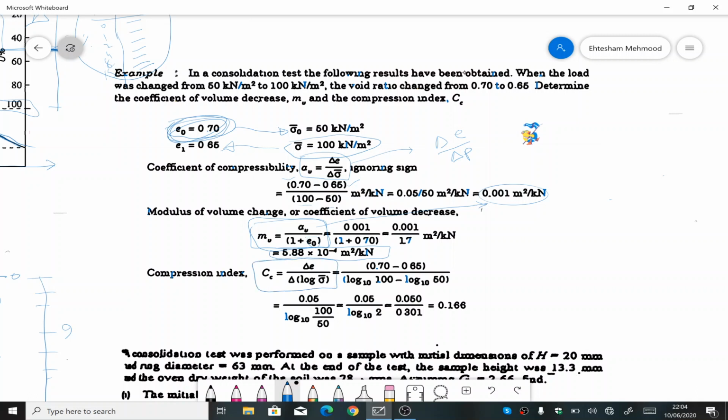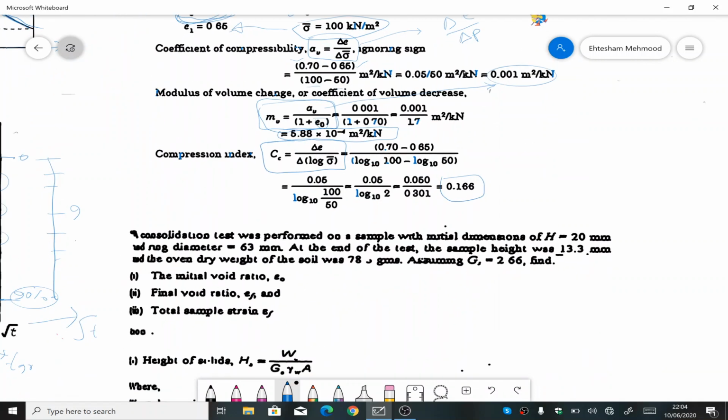Lastly, we'll find out the compression index, and we know the formula for compression index is Cc equal to delta e over delta log sigma dash, or simply log 100 minus log 50. So plug in the values and we will achieve Cc of 0.166.